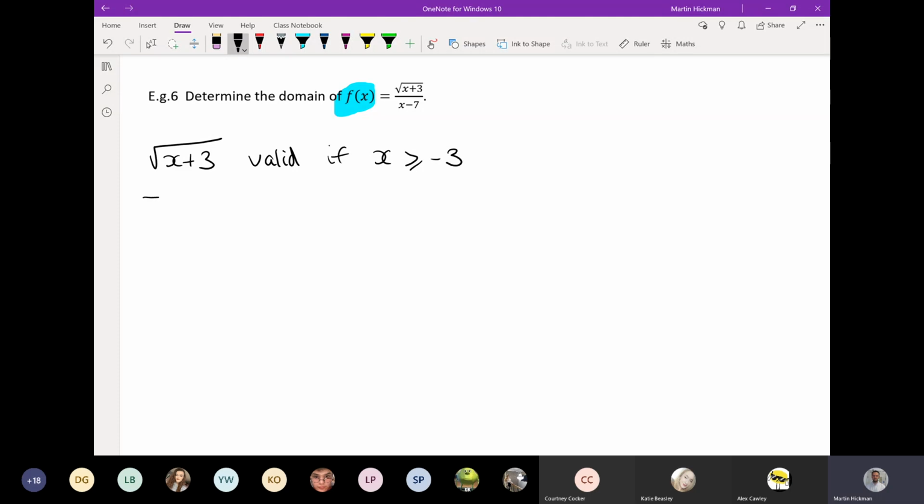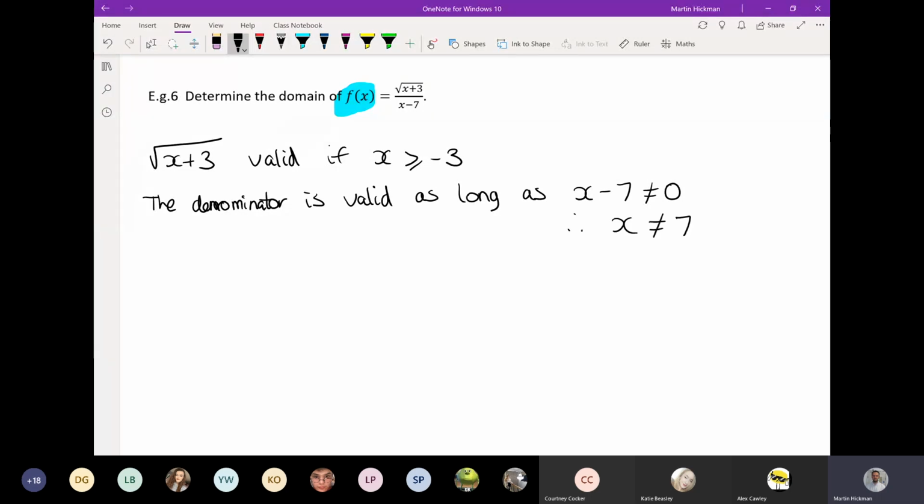Then we look at the denominator. So the denominator is valid as long as it doesn't equal 0. Okay, so as long as x minus 7 doesn't equal 0, so therefore x cannot be equal to 7. Okay, if I put 7 in there, then you get 0 on your denominator, and then it would be undefined.